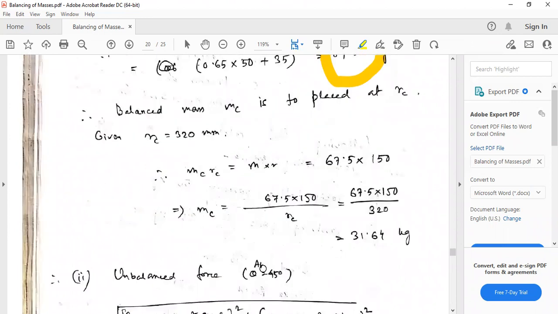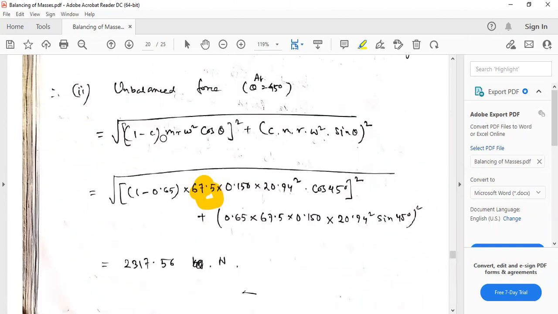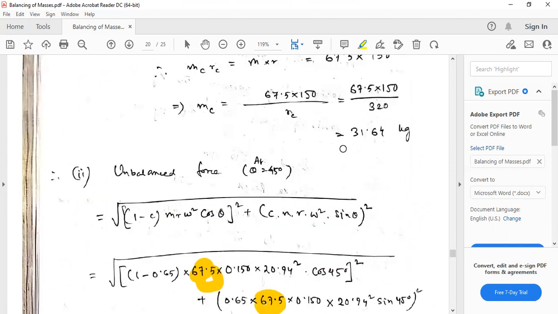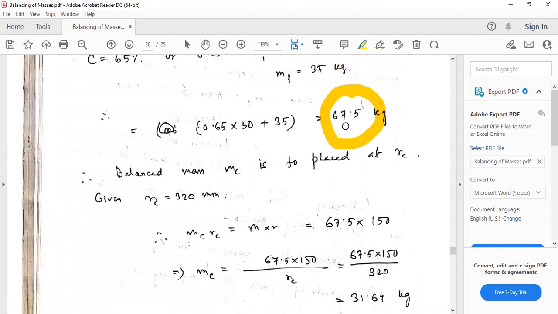We have found the mass required, but we need to find that unbalanced force. The force that we need to balance is caused by the unbalanced mass. Are you getting this? That's why this is your unbalanced mass. Don't write 31 here. This will be the unbalanced mass, 67.5.